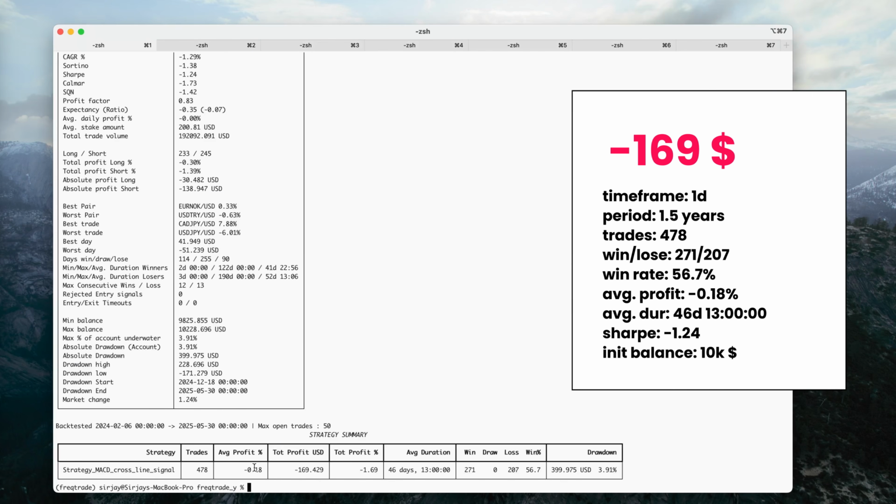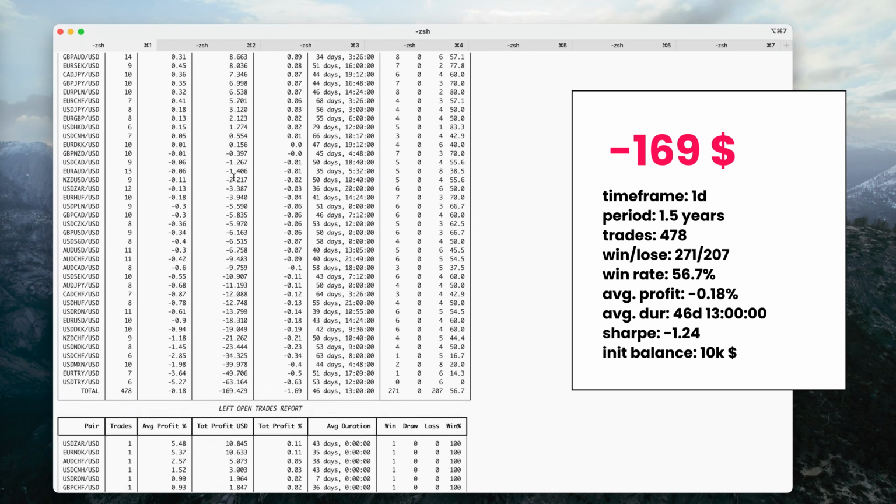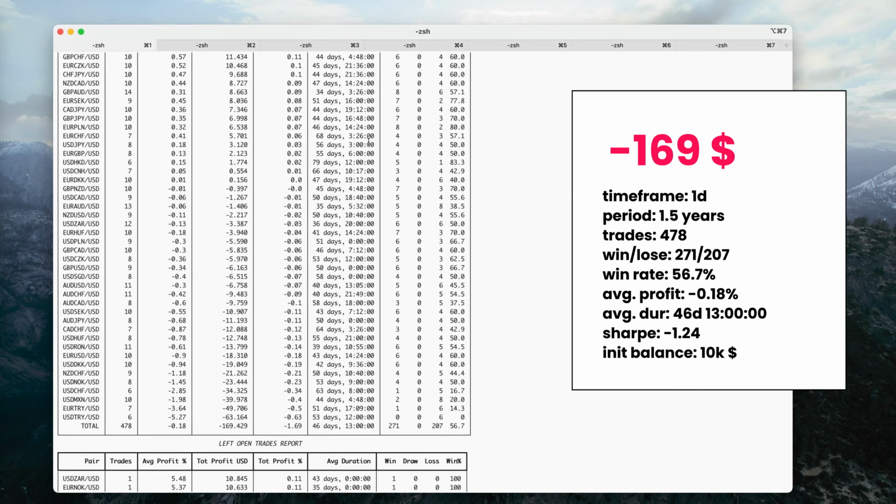We can see total trades, average profit per trade, average duration, win loss, and win rate, obviously. Some other more statistics, long shorts, we've got negative both values and Sharpe obviously negative. Let's check the pairs. For the pairs, some of them we can see profits with the same metrics, but mostly I see negative values here.